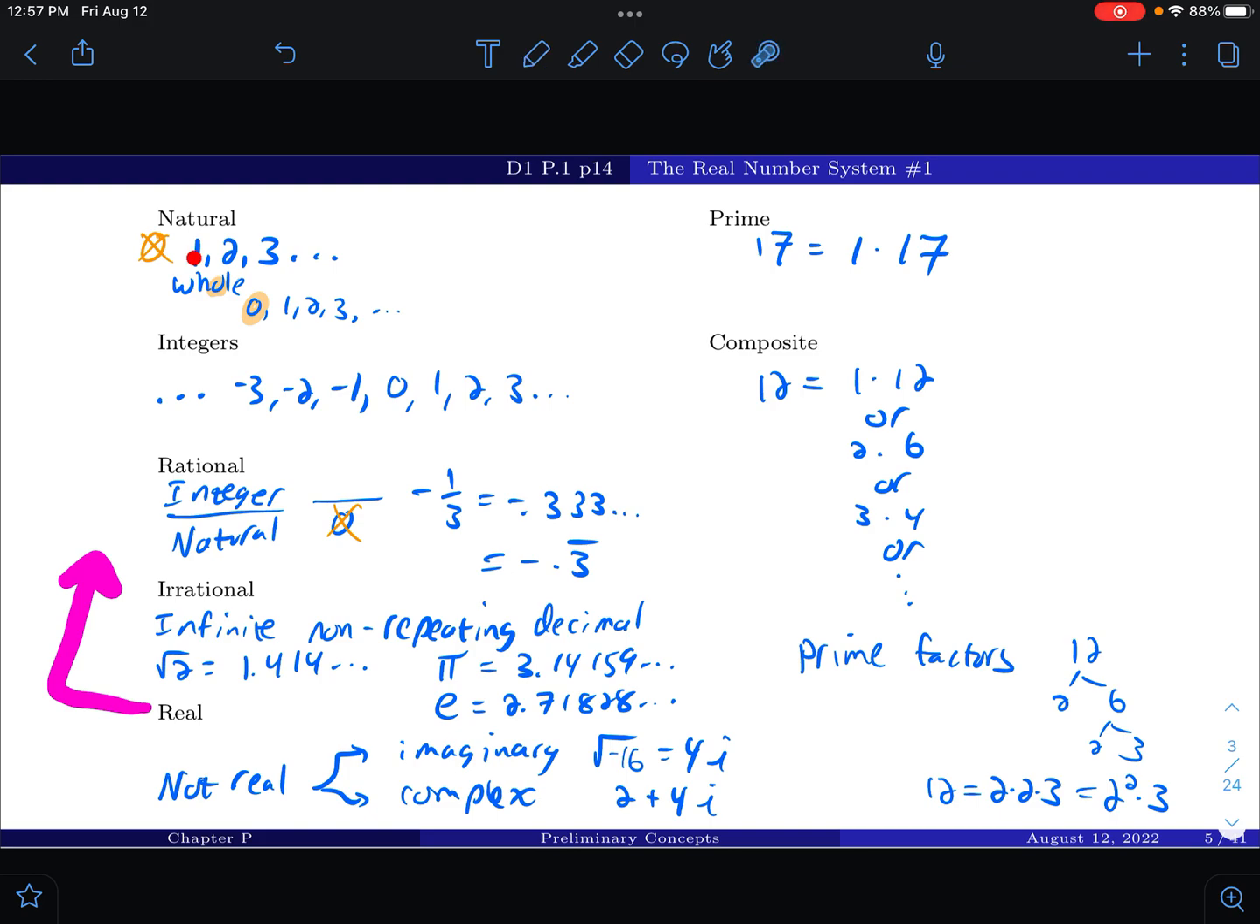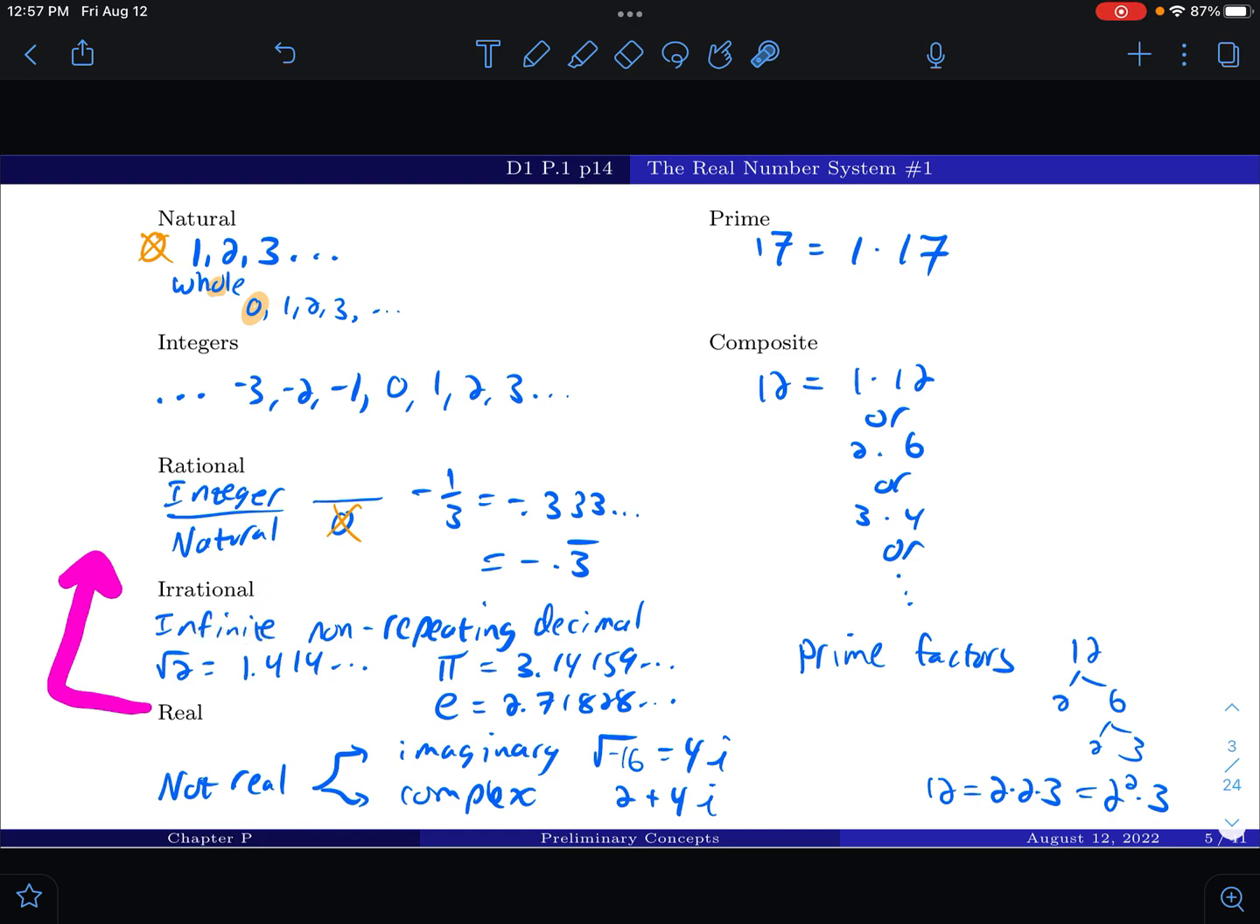Natural numbers are what you naturally started counting with, 1, 2, 3. And if you throw in 0, you have the list of whole numbers. Integers are all the whole numbers with negatives added to them, so all the negatives and all the positives. And then rationals are integers over naturals because you can't have 0 in the denominator. So I can take any integer, put it in the top, and I can take any natural number, put it in the bottom to get a fraction that looks like this. This negative 1/3 is really negative 0.3 infinite repeating. So a rational number is any fraction or any repeating infinite decimal, positive or negative.